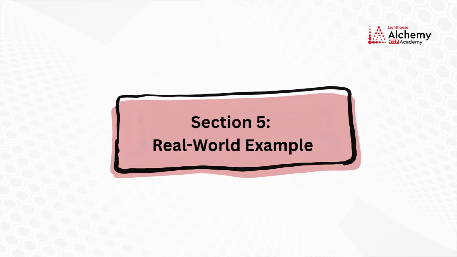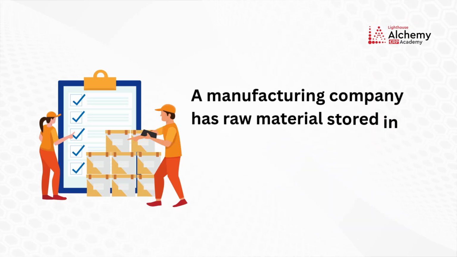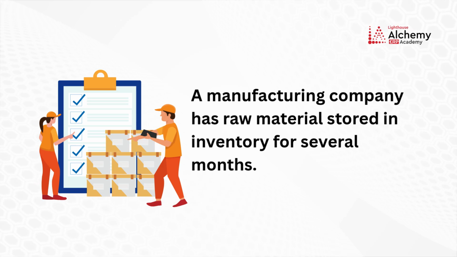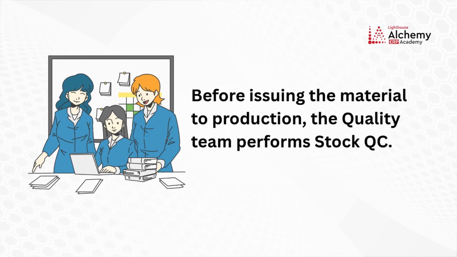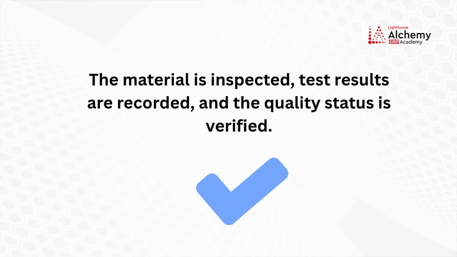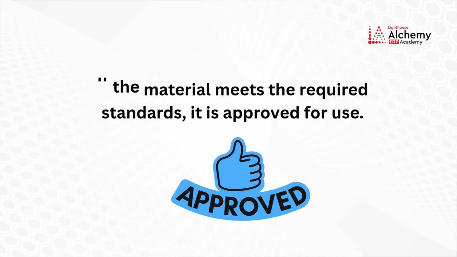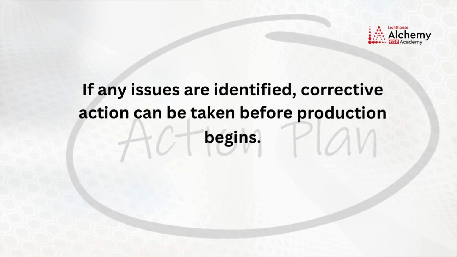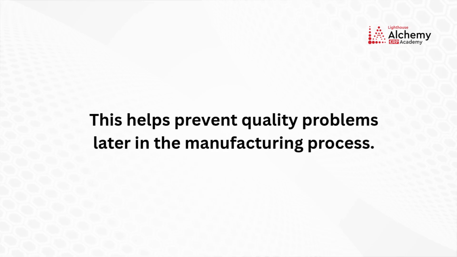Section 5. Real-world example. Let's take a practical example. A manufacturing company has raw materials stored in inventory for several months. Before issuing the material to production, the quality team performs stock QC. The material is inspected, test results are recorded, and the quality status is verified. If the material meets the required standards, it is approved for use. If any issues are identified, corrective action can be taken before production begins. This helps prevent quality problems later in the manufacturing process.